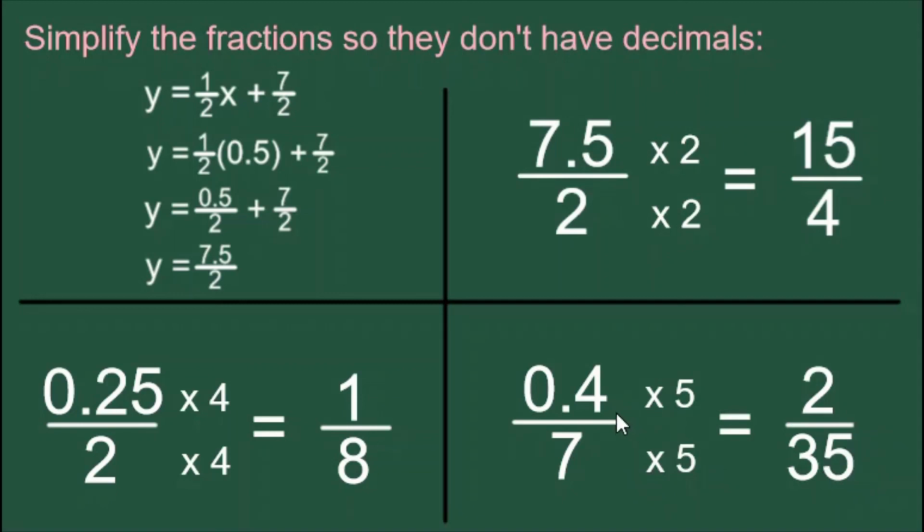By playing around with the decimals that we have to figure out what number we need to multiply them by so that the decimal cancels, so that we end up with a whole number, we're able to simplify a lot of these weird fractions with decimals in them. That is today's Daily Dose of Math.